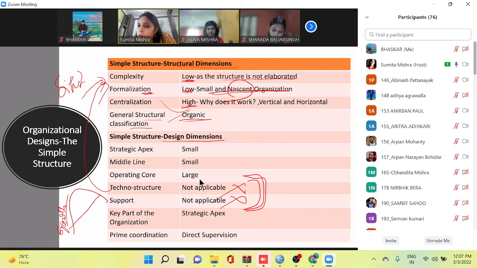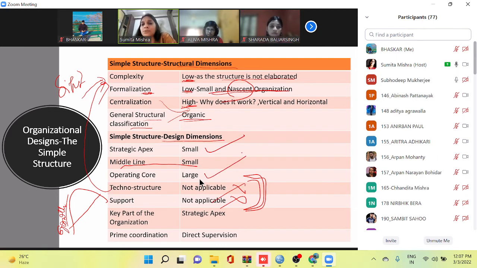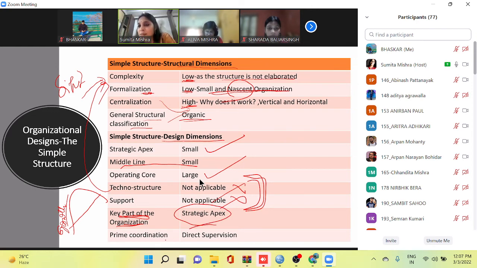So what do you in effect have? You don't have the middle line because it's a small organization. There is no need to create the third layer. So it's the strategic apex and the operating core that you are dealing with. Only two parts of the organization you have. Now come to the most important part of the organization. In the simple structure, the most important part of the organization is the strategic apex. The people who are founding this organization, the founder leaders of the organization. So that is how we continue with the simple structure.